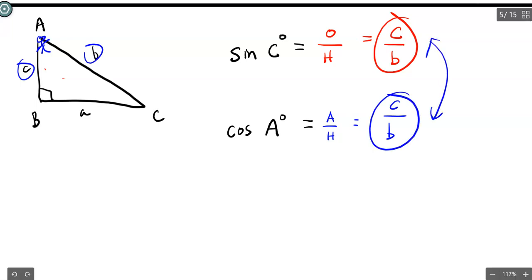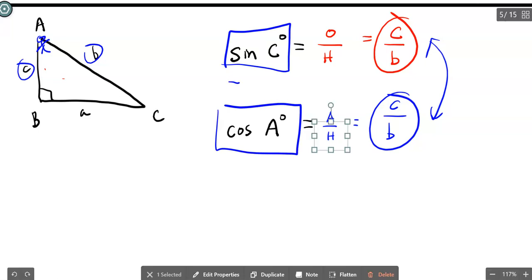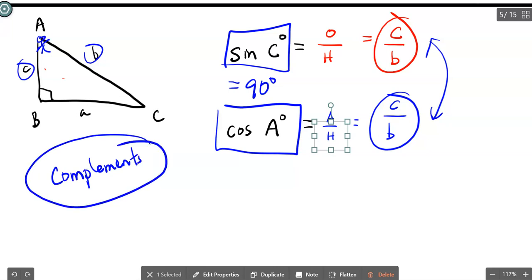So you come up with this fundamental idea that you get the same exact ratio, the same answer, when you take the sine of one angle and the cosine of the other angle, and those two angles add up to 90 degrees, all right? And those are called complements of each other. If you recall from geometry, two angles are complements if they add up to 90 degrees.